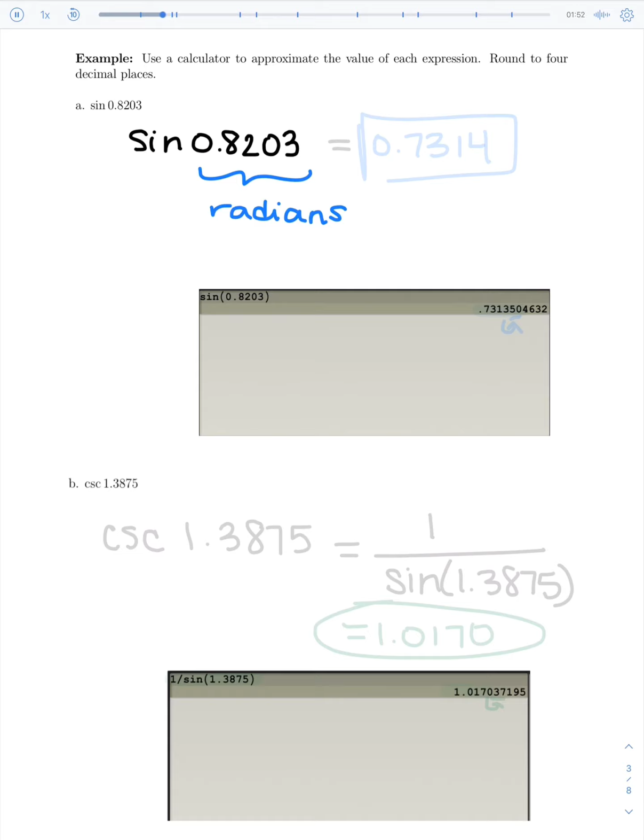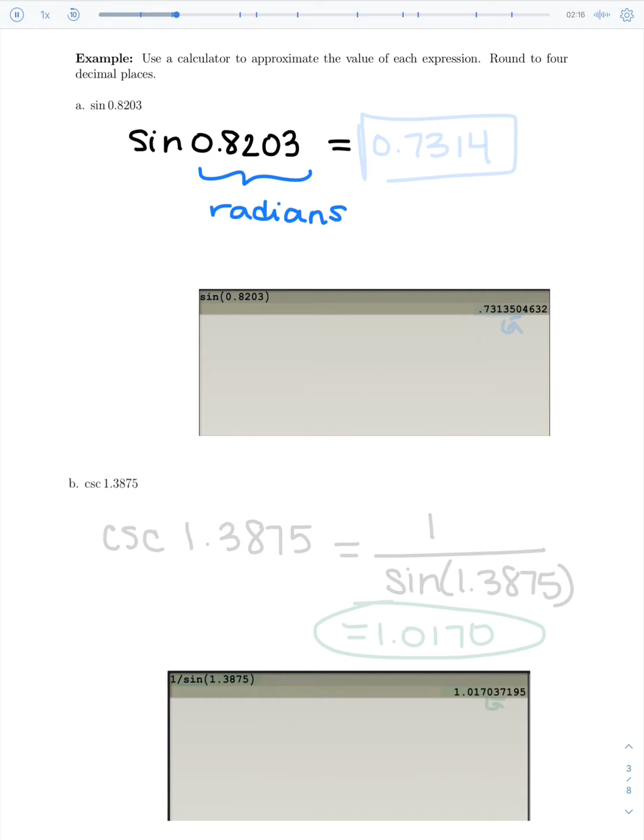So when you do this problem using your calculator, you need to make sure that you're in radian mode first. So go to your calculator, make sure you're in radian mode, then you can just press the regular sine key and type in 0.8203, and it's going to assume that the angle you're giving it is already in radians. Let's see what happens. Again, making sure that we're in radian mode, we get the following.